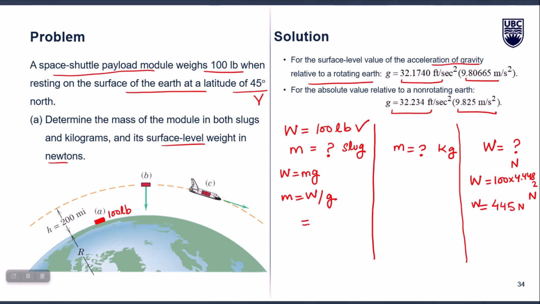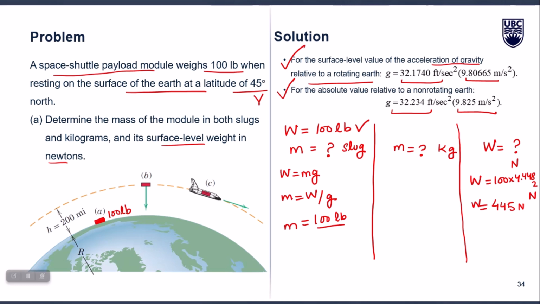W is already given in US units as 100 pounds, so 100 pounds divided by gravitational acceleration. Here you have to take care that since you are solving the problem in US units, you should use the value of g corresponding to US units, and that is in feet per second squared, right? The second thing is to decide whether you need to account for the effect of rotation of Earth or not, right? Whether you should use that value of g or this value of g, right? So what is your idea? In this particular problem, should we consider the effect of rotation of Earth on small g or not?